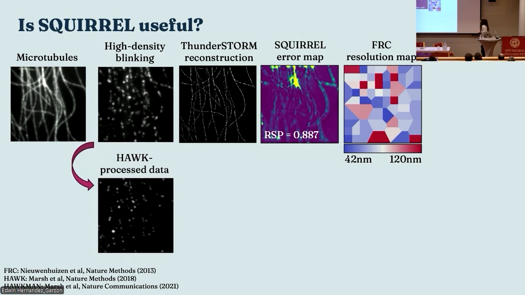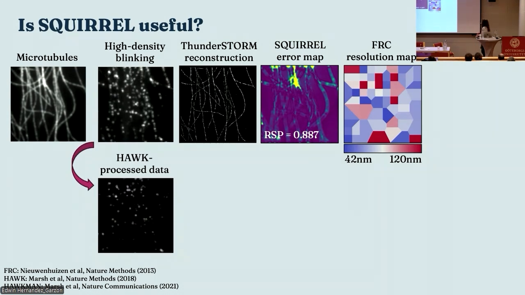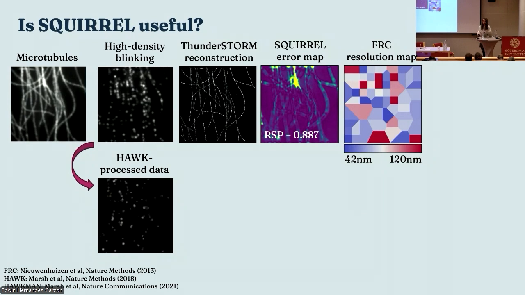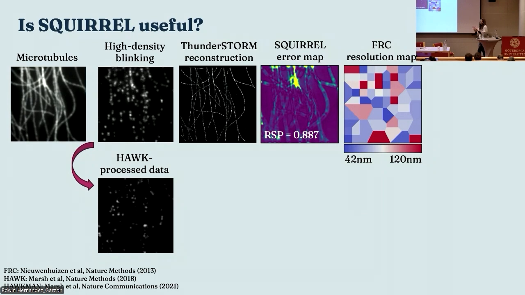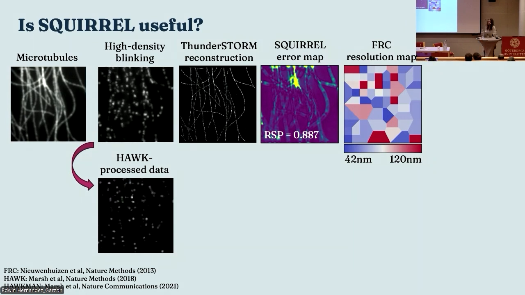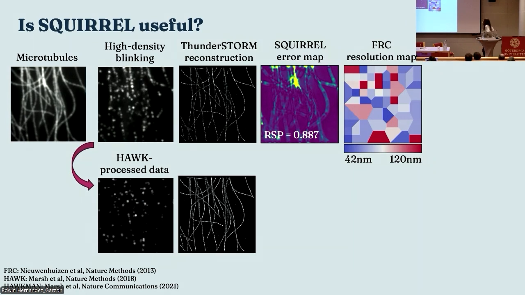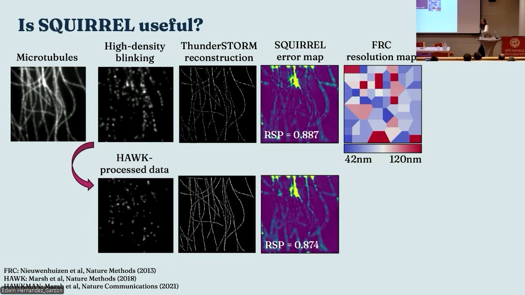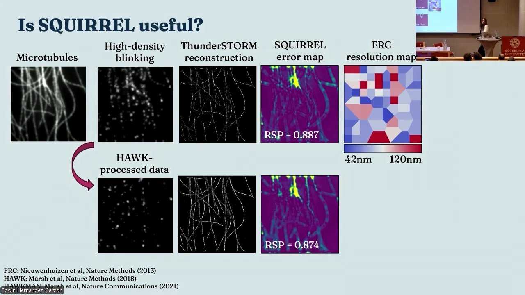So a few years ago, there was this method that came out called Hawk from Susan Cox's group. It's just a pre-processing step for single molecule localization data that tries to spread things out in time a bit more using wavelet filtering. Okay, so what does the Hawk reconstruction look like? It looks better, right? We're losing less stuff. But Squirrel says it's worse.